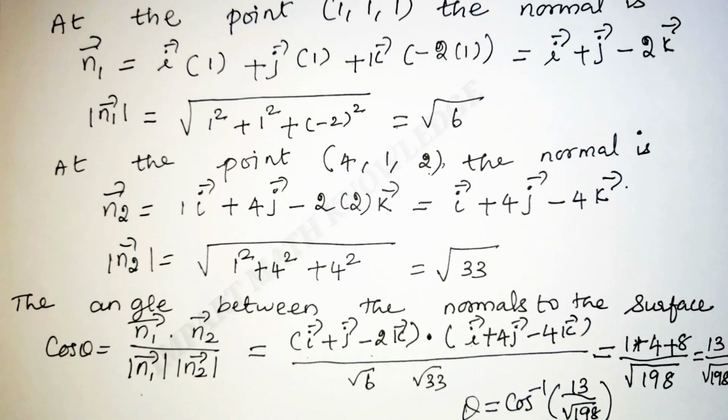In this way, you have to find the angle between the normals to the surface. You can expect the problem in two ways. The first case is two surfaces and one point is given, and the second case is one surface and 2 points are given. Hope you all understand.